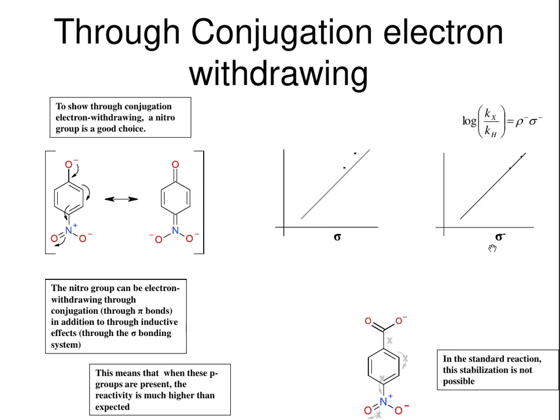And when you plot it, the sigma minus values take into account the through-conjugation electron withdrawing, and so where that happens, you will get a straight line. And of course, we're not plotting log kX over kH against rho sigma this time, but the reaction constant is now called rho minus, and of course the set of values we use are the sigma minus substituent parameters. Okay.